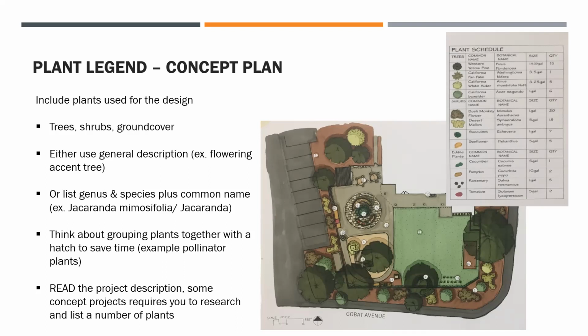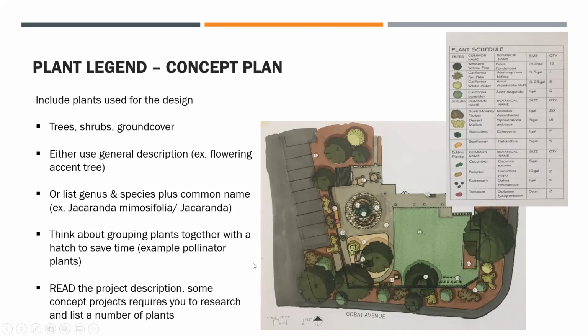So on this one, the student did list both the common name and the botanical name, so they picked plants for this project. But again, check the project description, because sometimes I don't always make you do that, understanding that a lot of students haven't taken a plant ID class yet, so they may not have those skills. I'd also say try and make it a little bit easier on yourself.